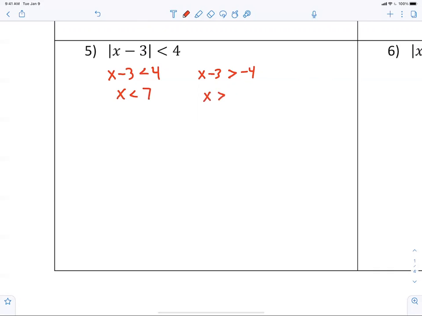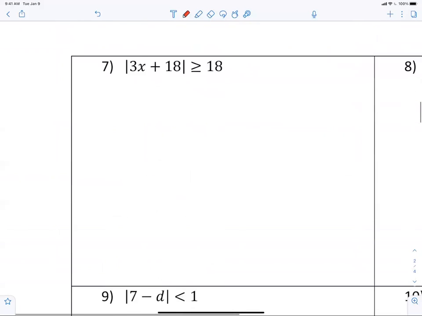X is greater than -1. So if I'm less than 7 and greater than -1, is it an and or an or? It's an and statement. Now, again, for those of you who insist on memorizing, less than is going to be your and, and greater than is going to be your or. Now, writing this, because it's an and, we know they're running together. So it's just going to be everything between -1 and 7. That's it. That's what you have to write.